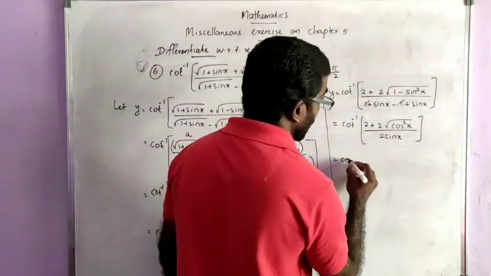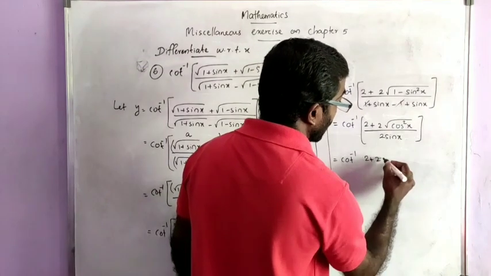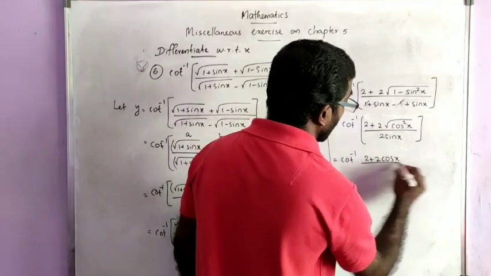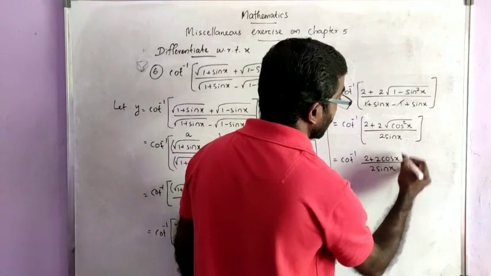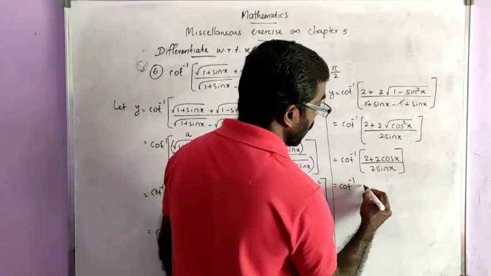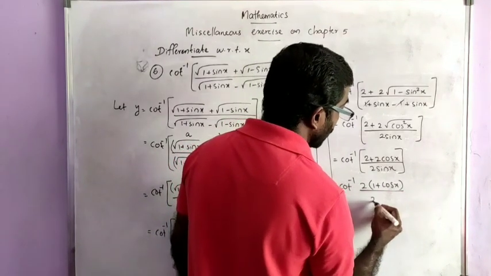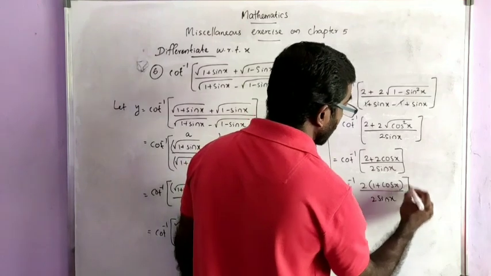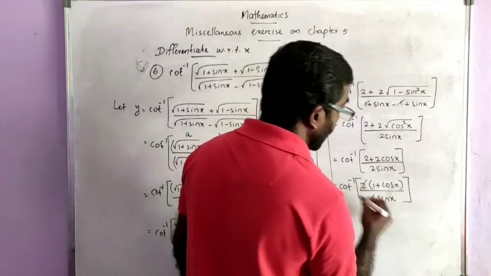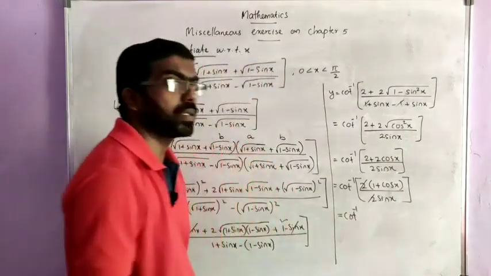So which is equal to cot inverse of 2 plus 2 root of cos square x, and it is cos x divided by 2 sin x. So from the numerator we can take 2 common: 2 into 1 plus cos x divided by 2 sin x. This 2 we can cancel, that is cot inverse of 1 plus cos x.